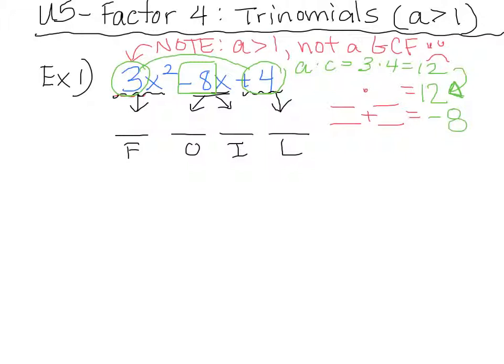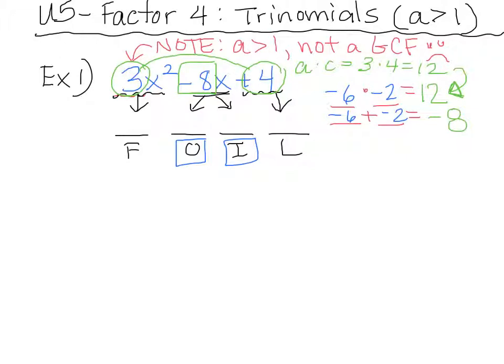Okay, so let's fill in this chart with the right numbers. So two numbers that multiply to 12 and add to -8. Well, that would be -6 and -2. They multiply to +12 and add to -8. Okay, so the question is, what do I do now with these numbers? Well, these help us fill in the O and the I steps.